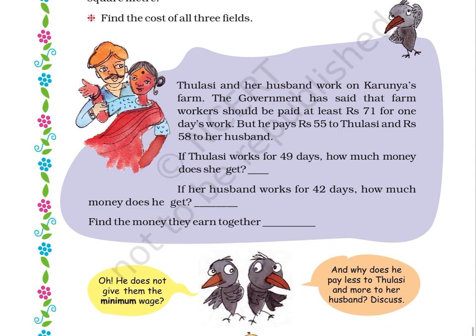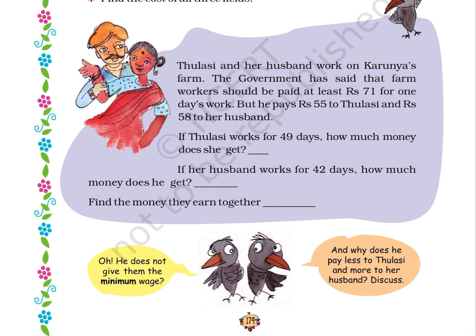The government has said that farm workers should be paid at least rupees 71 for 1 day's work. But he pays rupees 55 to Tulsi and rupees 58 to her husband. If Tulsi works for 49 days, how much money does she get? Dash. If her husband works for 42 days, how much money does he get? Dash. Find the money they earn together.